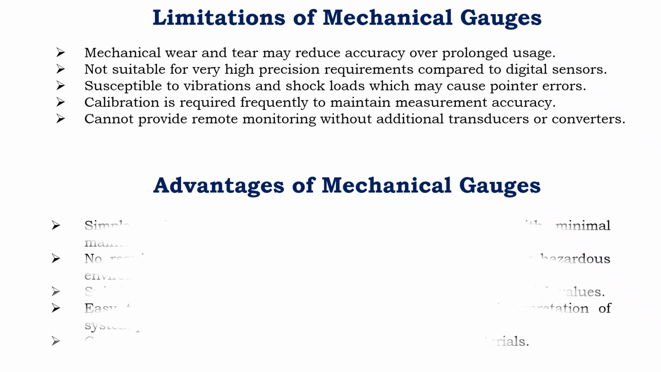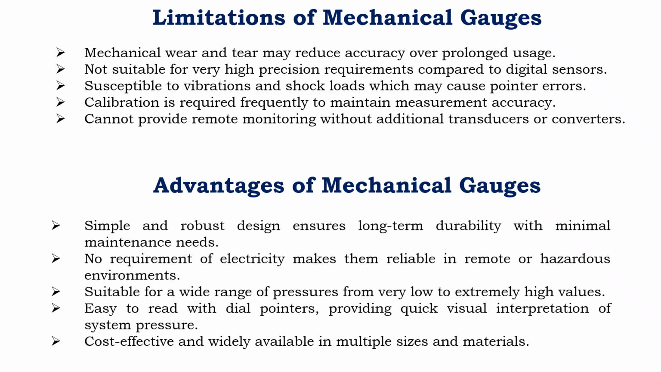So what are the limitations and the advantages of mechanical gauges? Mechanical gauges are explained here. Mechanical gauges need to be maintained regularly. If you do not maintain them regularly, there will be some problems. There is a wear and tear problem, so periodic maintenance is required. But the accuracy is not much higher. When high precision is required, only digital sensors will give us high precision, but a mechanical gauge doesn't give a high precision accuracy value.